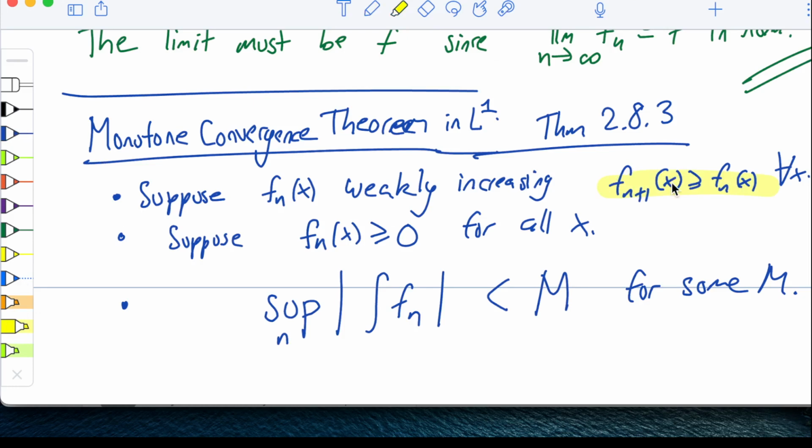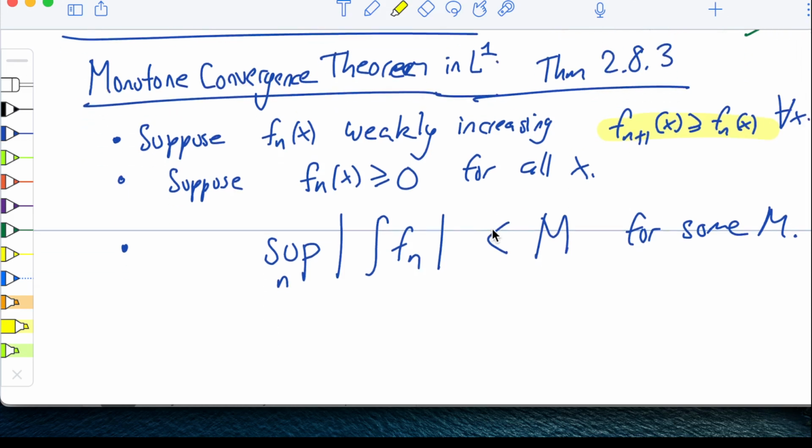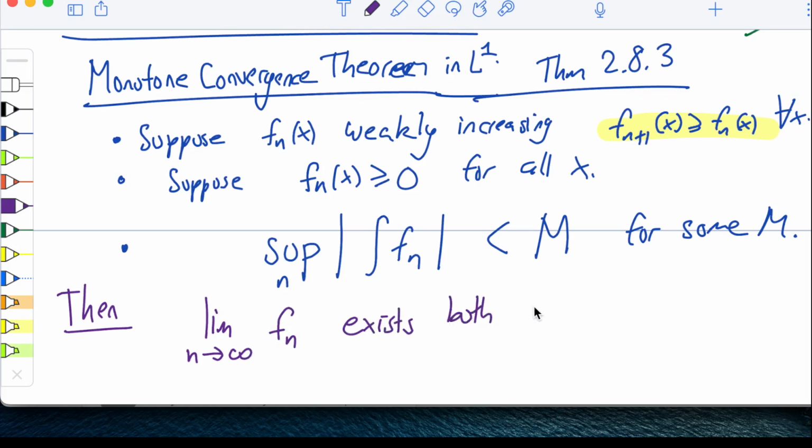What's the conclusion? These are a bunch of functions. They're going up, up. The conclusion is there must be something they converge to, both in norm and almost everywhere. So then the limit as n goes to infinity of fn exists both in L1 norm and almost everywhere.